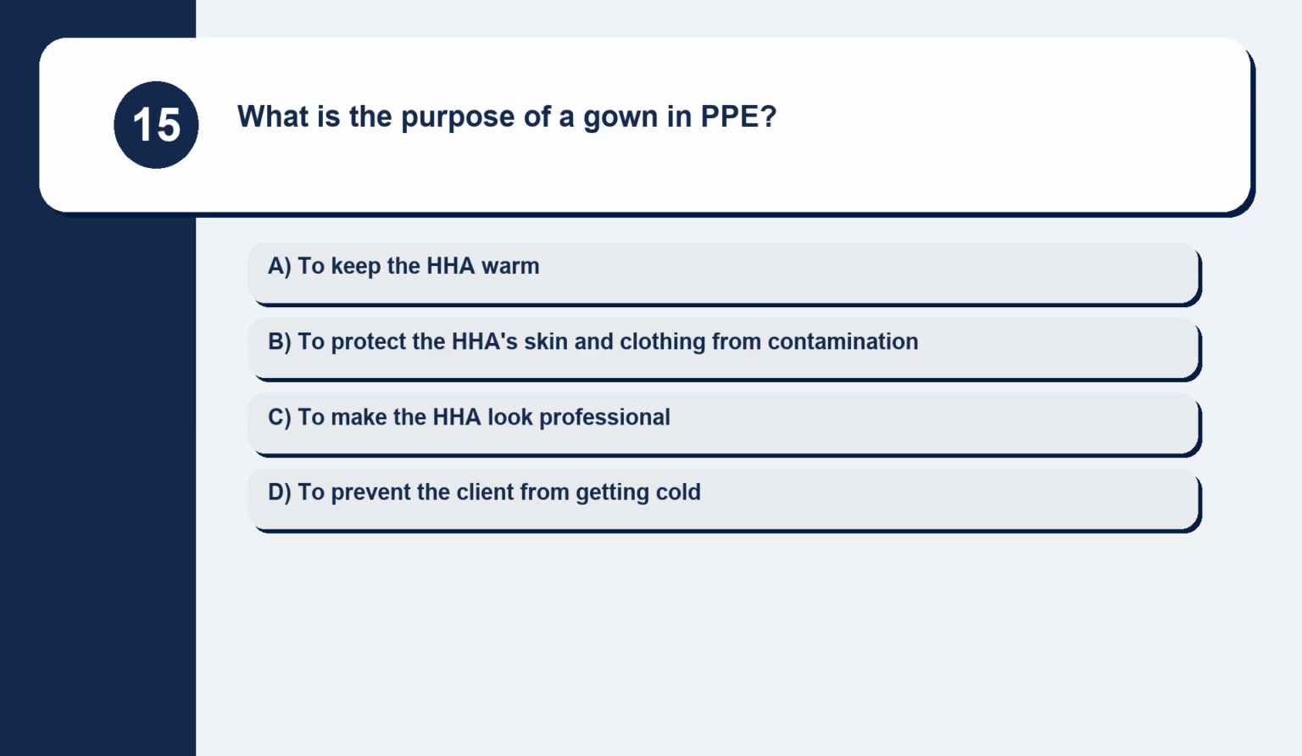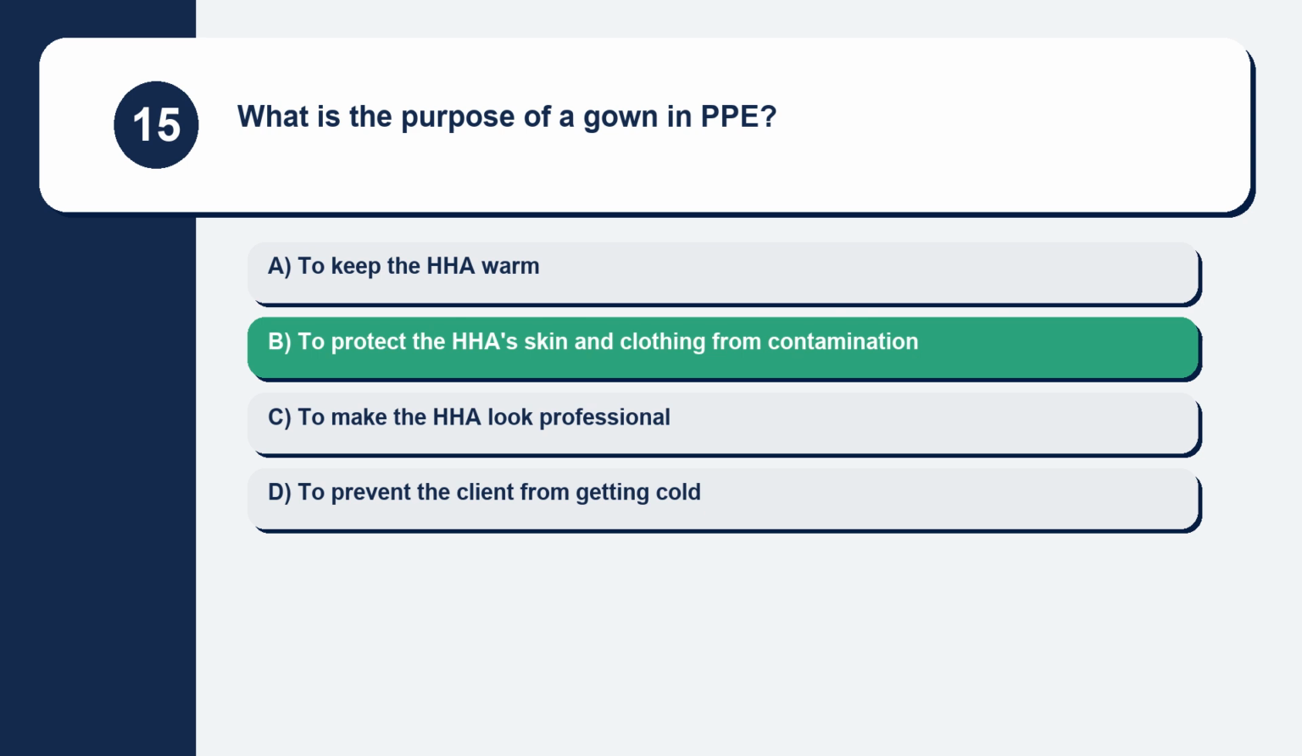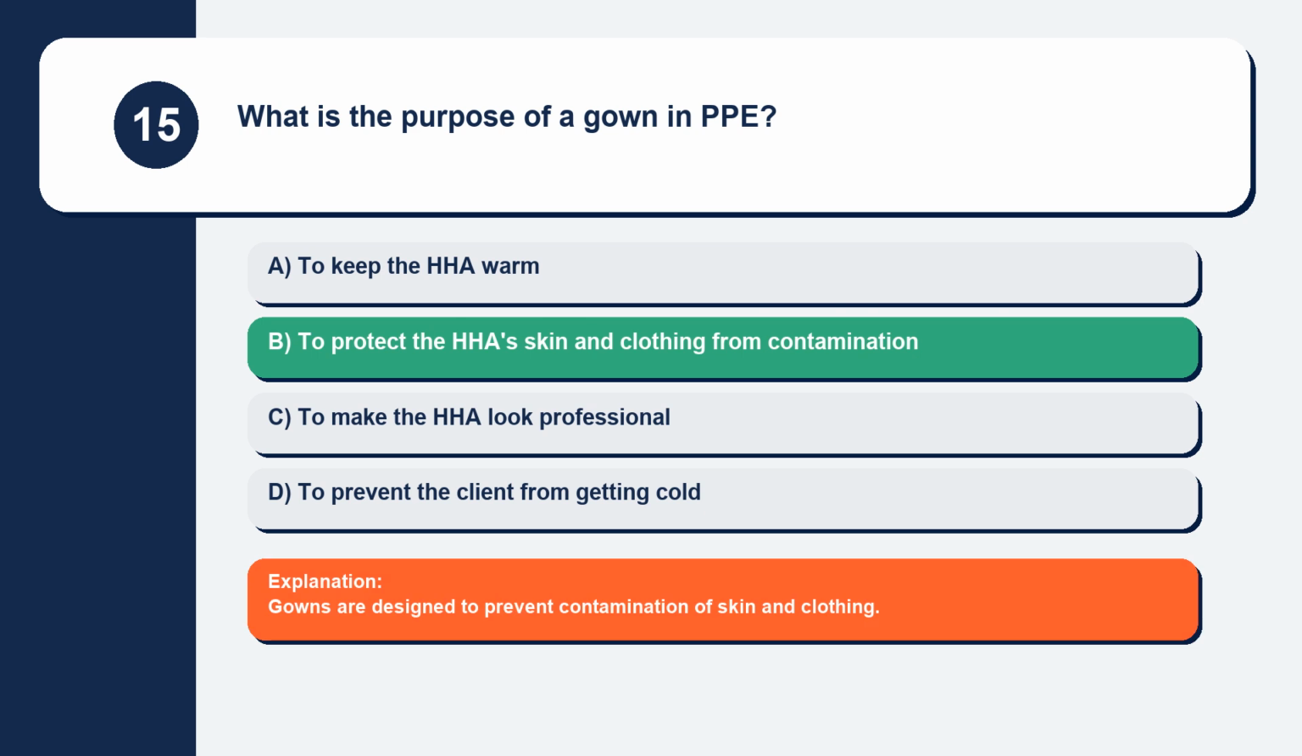Question 15. What is the purpose of a gown in PPE? To keep the HHA warm. To protect the HHA's skin and clothing from contamination. To make the HHA look professional. To prevent the client from getting cold. Gowns are designed to prevent contamination of skin and clothing.